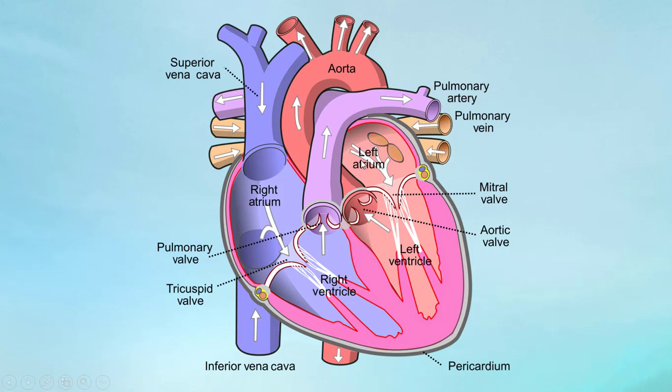From the left atrium, this oxygenated blood enters the left ventricle through the mitral valve, and from the left ventricle this oxygenated blood enters the aorta through the aortic valve, then the ascending aorta and arch of aorta to all over the body parts. This is the oxygenated blood supply, and this is the total heart circulation.